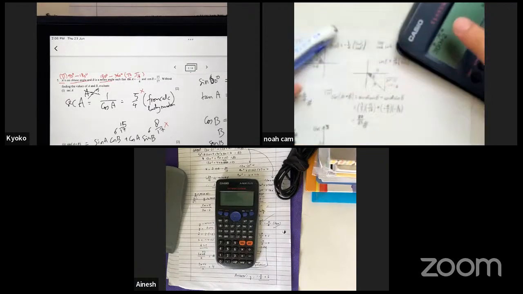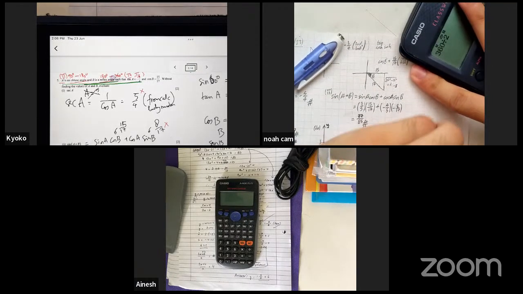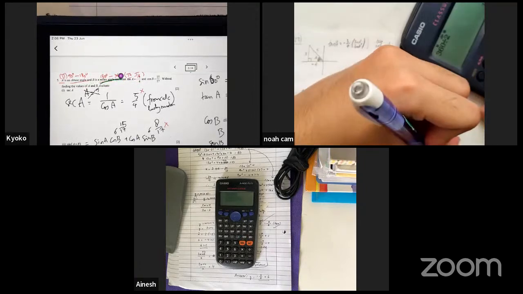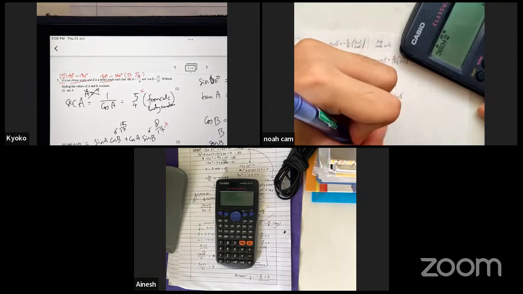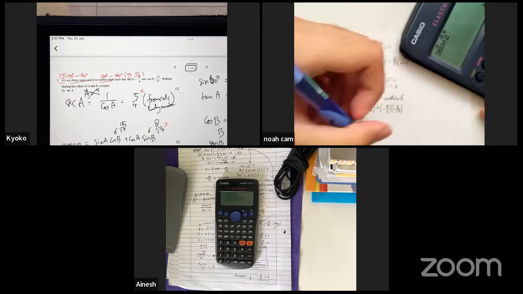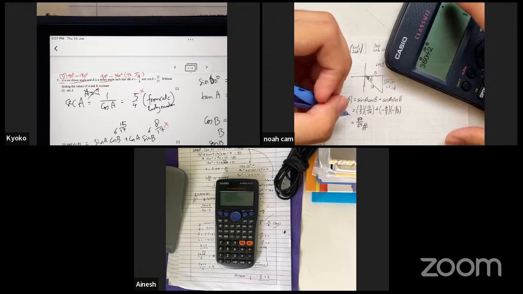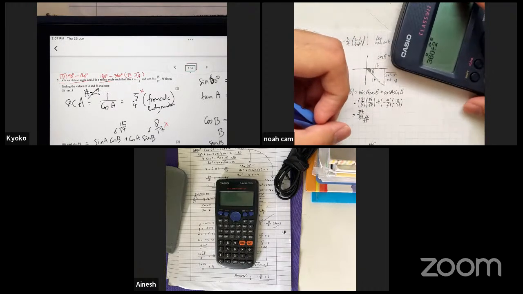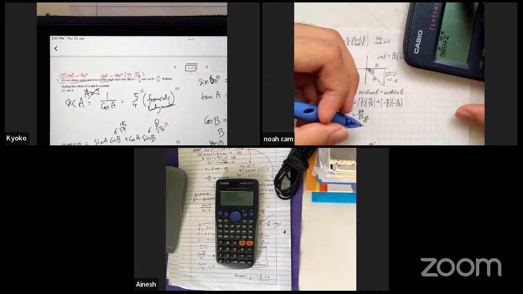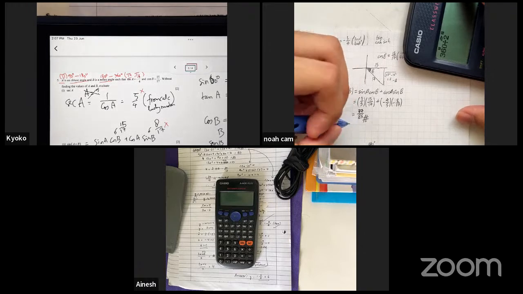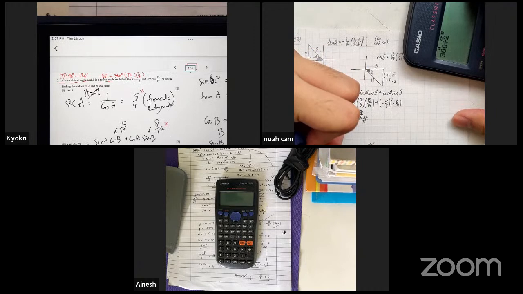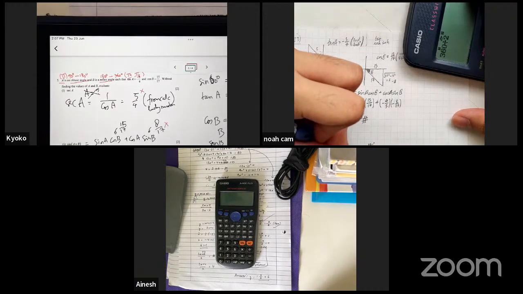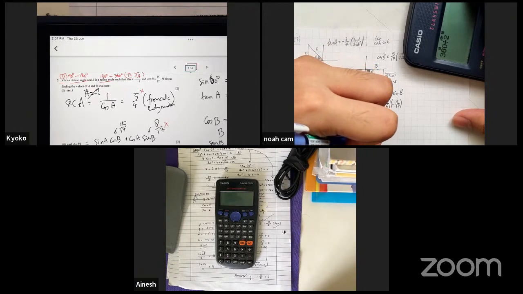Considering the sentence, B is a reflex angle, supposedly 180 to 360, which one is a better choice for B? The 28.1, or the 360 minus 28.1? Which one is a better choice? Kyoko?